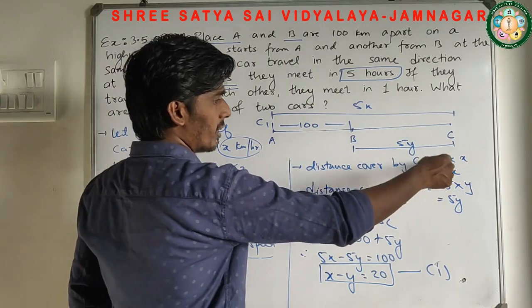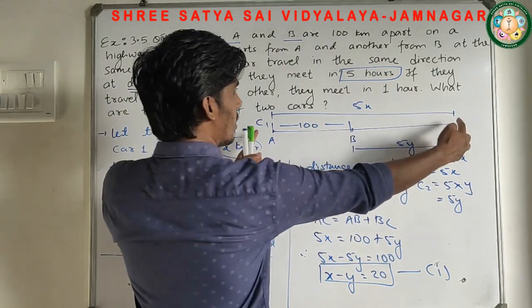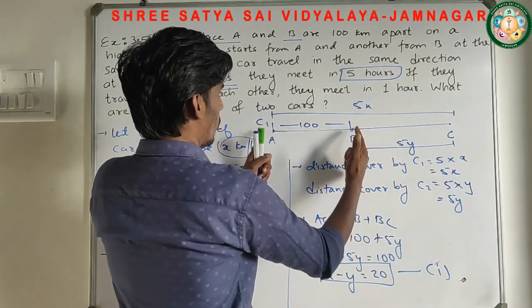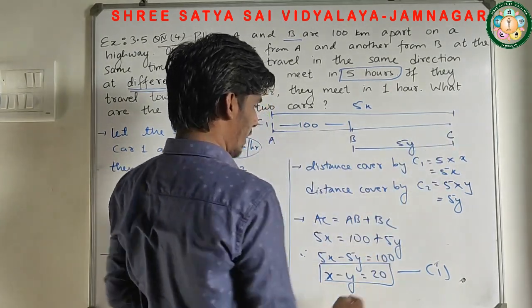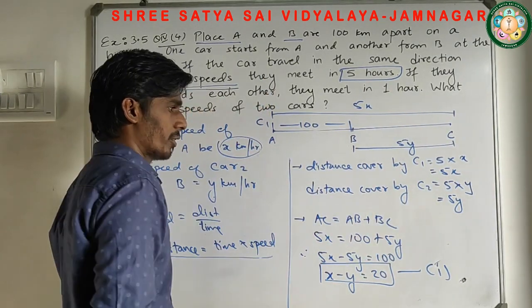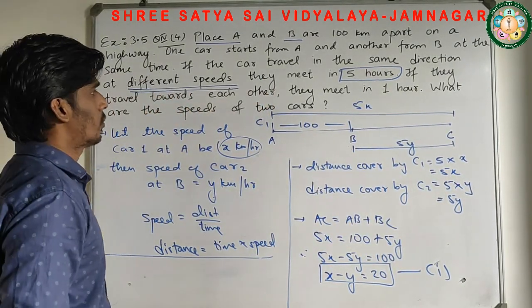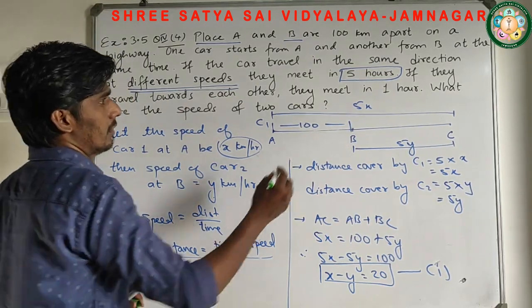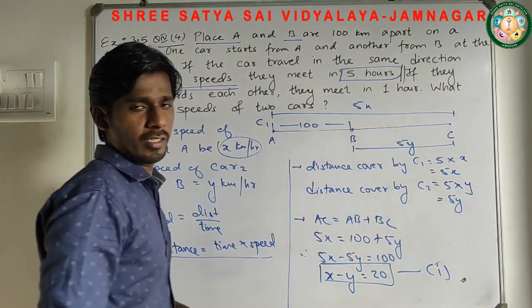I hope you understood this distance. This distance is 5x, this is 5y. So 100 plus 5y is what? 5x. That we got from this equation. So up to how much we have done here? Up to this we had already solved.